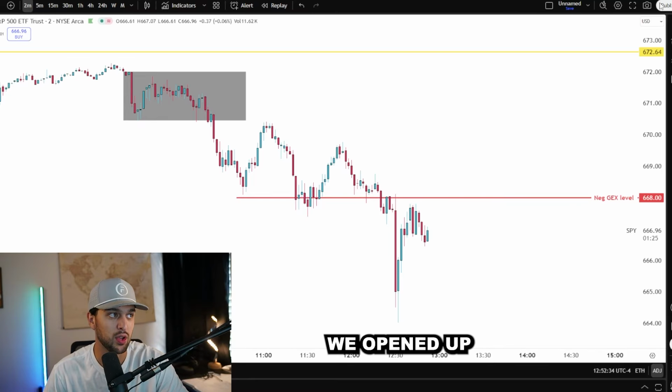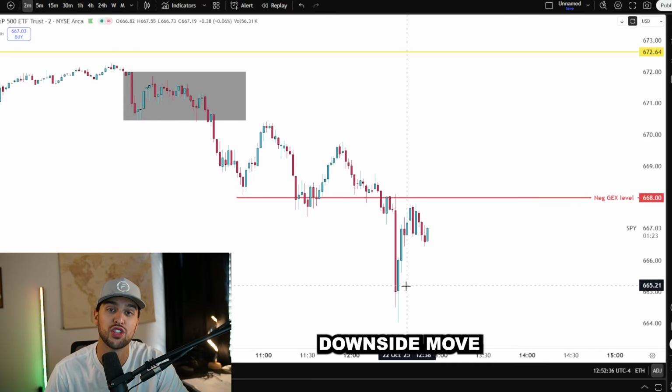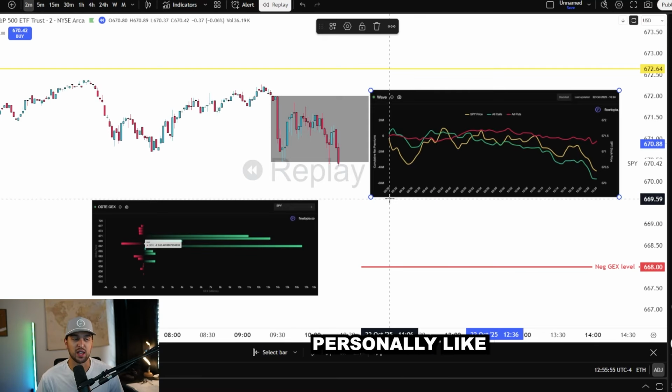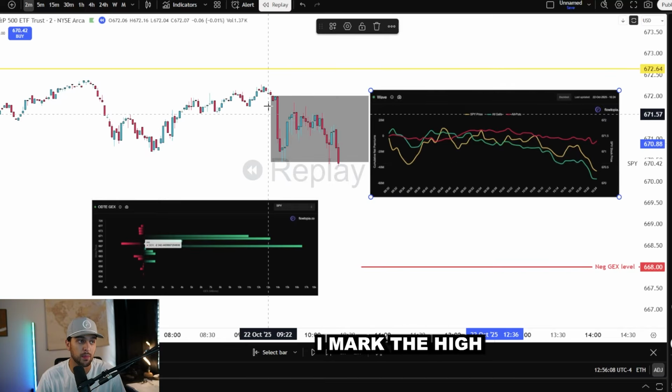As you can see today, we opened up way up here and we had a large downside move. So what I personally like to do is mark out the 15-minute opening range. So this is at the 8:45 Central Time. You mark the high, you mark the low. And that's what I did right here. I marked the high and the low.